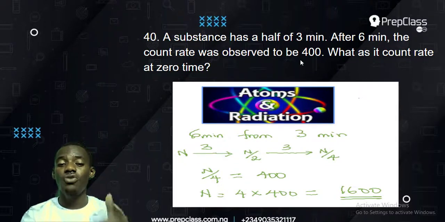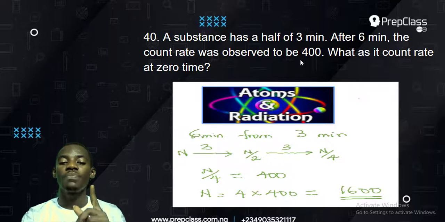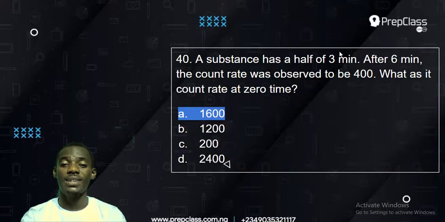Don't forget, you are trying to get 6 minutes from 3 minutes, so you have to move 2 steps. N to N over 2, then N over 4, which is what gave us 6 minutes, and that N over 4 was what gave us 400. That N over 4 equals 400, so N equals 4 times 400, giving me 1,600 as my answer, and that makes option A the correct answer.